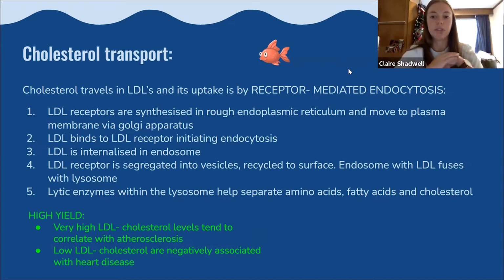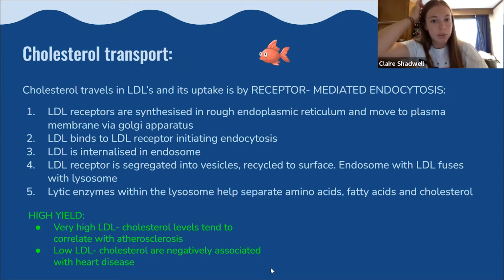So cholesterol travels in the low-density lipoproteins, and its uptake is via receptor-mediated endocytosis. So as you'll see, once the low-density lipoprotein binds to the LDL receptor in a cell, that initiates the cell to enclose it and take it in. And then this LDL is within an endosome, and it fuses with the lysosome, which, if you remember from the cells in week 1, has enzymes that break down all the components so that the cell can actually use it.